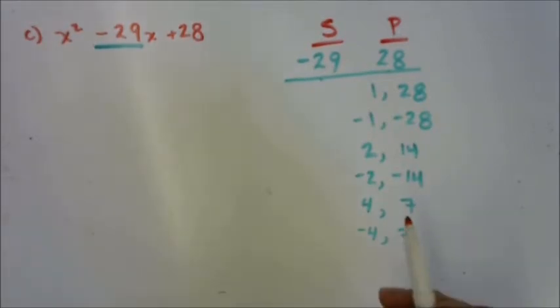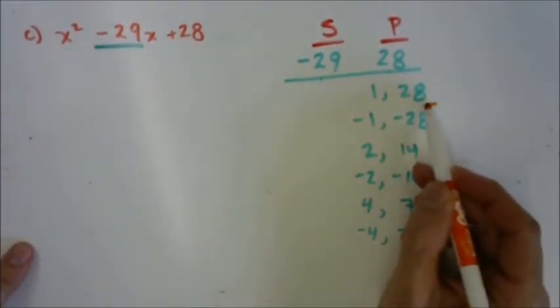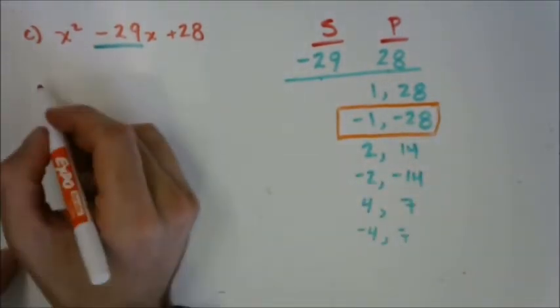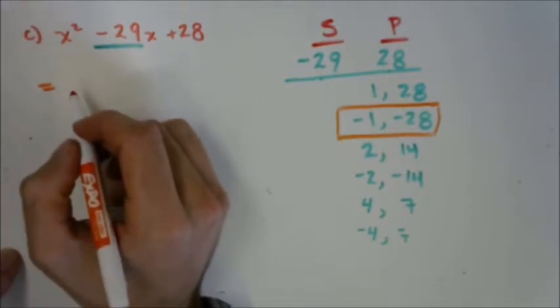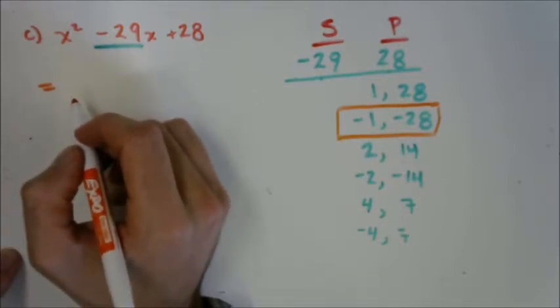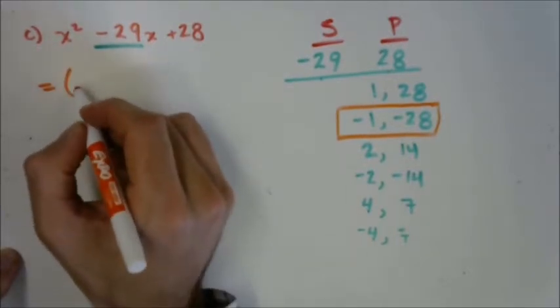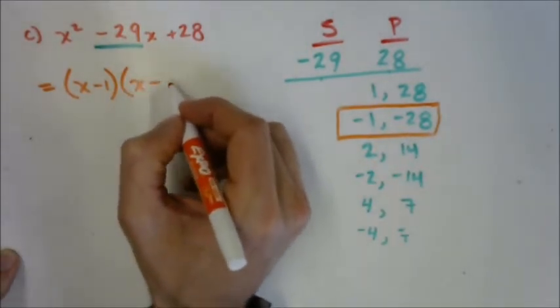All right. Do any of these have a sum of negative 29? Yes. Negative 1, negative 28, right there. So what does that tell us? That in factored form, the quadratic expression x squared minus 29x plus 28 is equal to x minus 1, x minus 28.